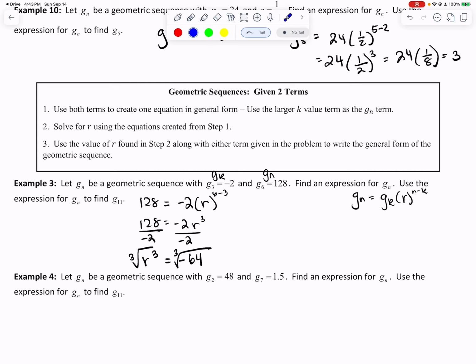Whatever power r is raised to, we're taking the cube root, or that type of root. We can take the cube root of a negative number, because 3 negatives multiplied together equal a negative. So this is looking for what number times itself 3 times is the cube root of 64, and that is -4. So our r value is -4. Our g sub n, we can use either value for k, but I'll just stick to -2. -4 is my r, and then n minus 3, because -2 was the third term.